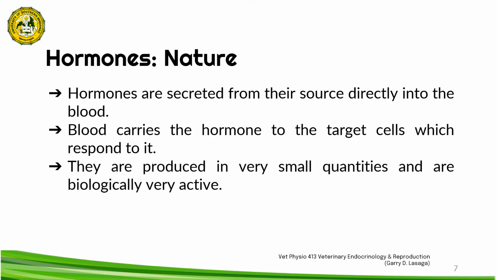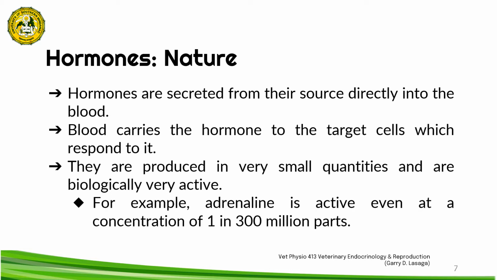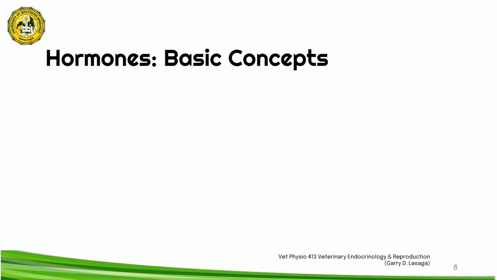They are produced in very small quantities, so in other references, they are said to be produced in picograms, and are biologically very active. An example of this is the hormone adrenaline or epinephrine. It is active even at a concentration of 1 in 300 million parts. So the excess and the deficiency of hormone will cause serious disorders. The extra hormones are not stored in the body and are excreted out.